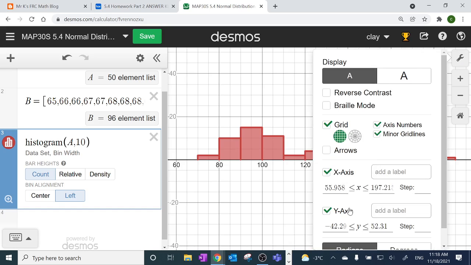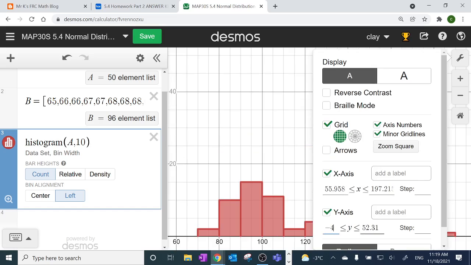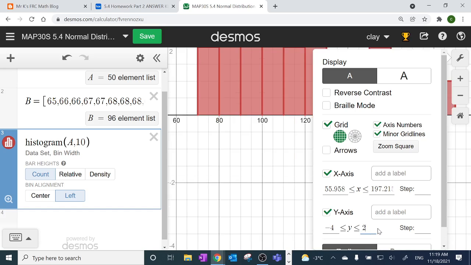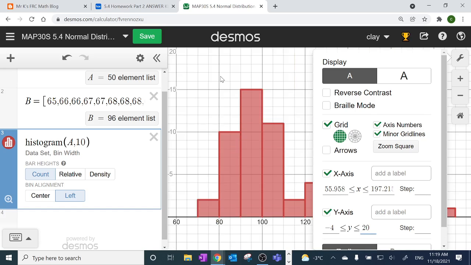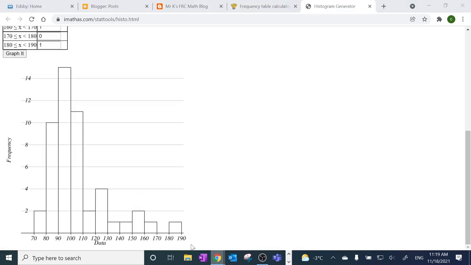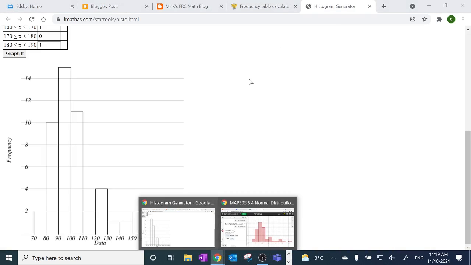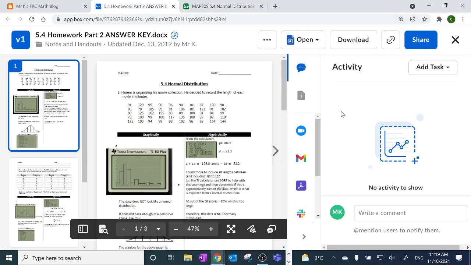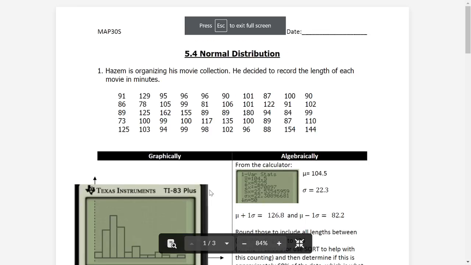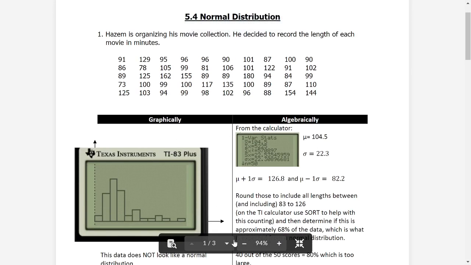You can just set the y-axis to -4 and then stretch it up. I don't think you need to go as high as maybe 20. And there we go. This graph and this graph and this graph are all the same thing. Okay, so I don't really care which technology you use when you're doing these assignments, but there we go.